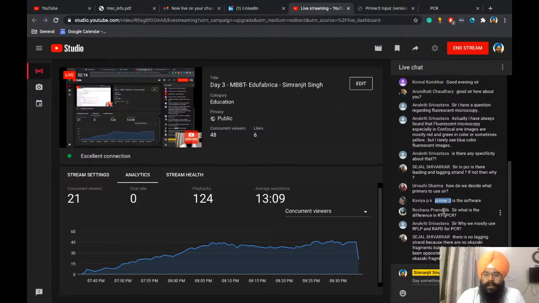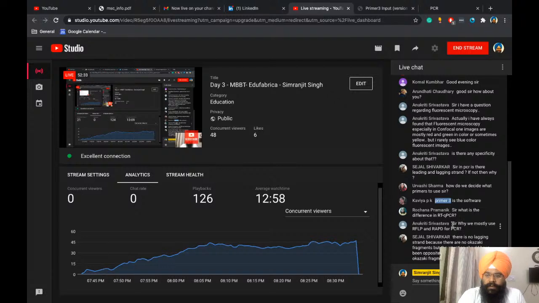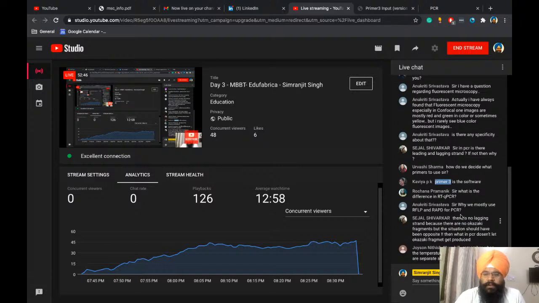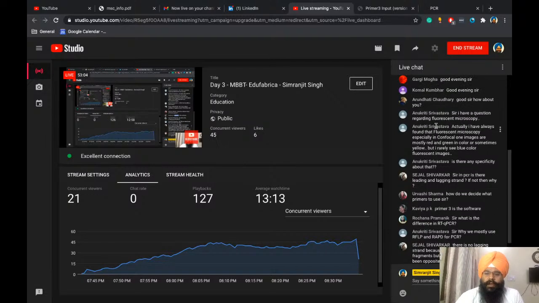So what is the difference in RT, real-time PCR, real-time quantitative? Oh, we are doing this in the next part. So we will be doing that. That's how all our COVID tests are being done, with RT-qPCR. Rapid fluorescence. Random amplified polymorphic DNA, RAPD. Remember when temperature increases, bond strength decreases. Okay, so I think I have answered your question.